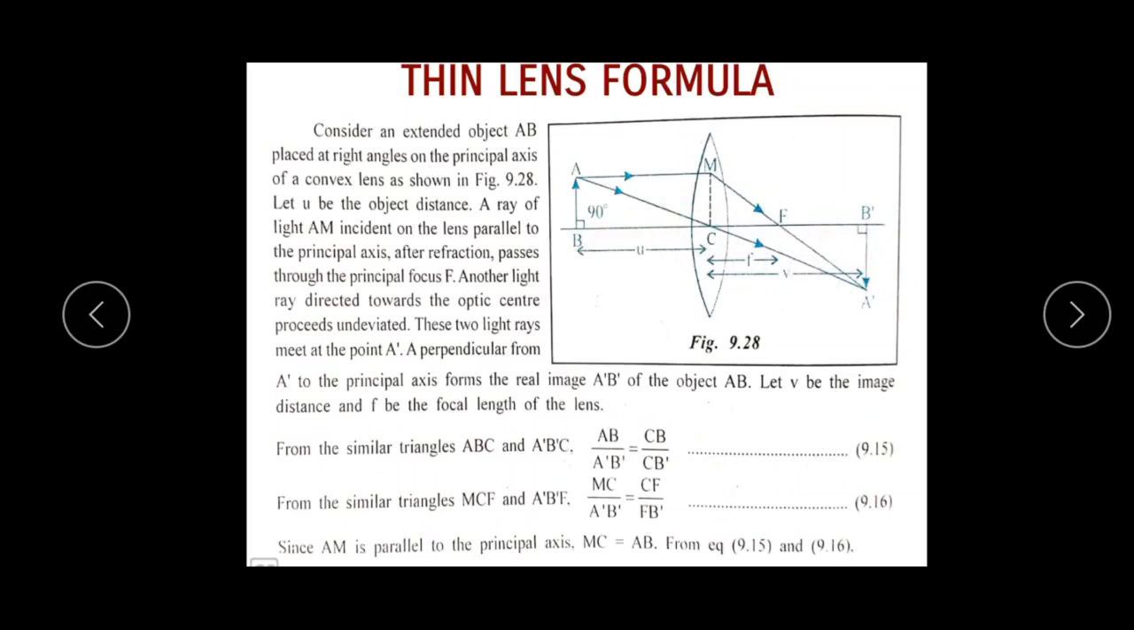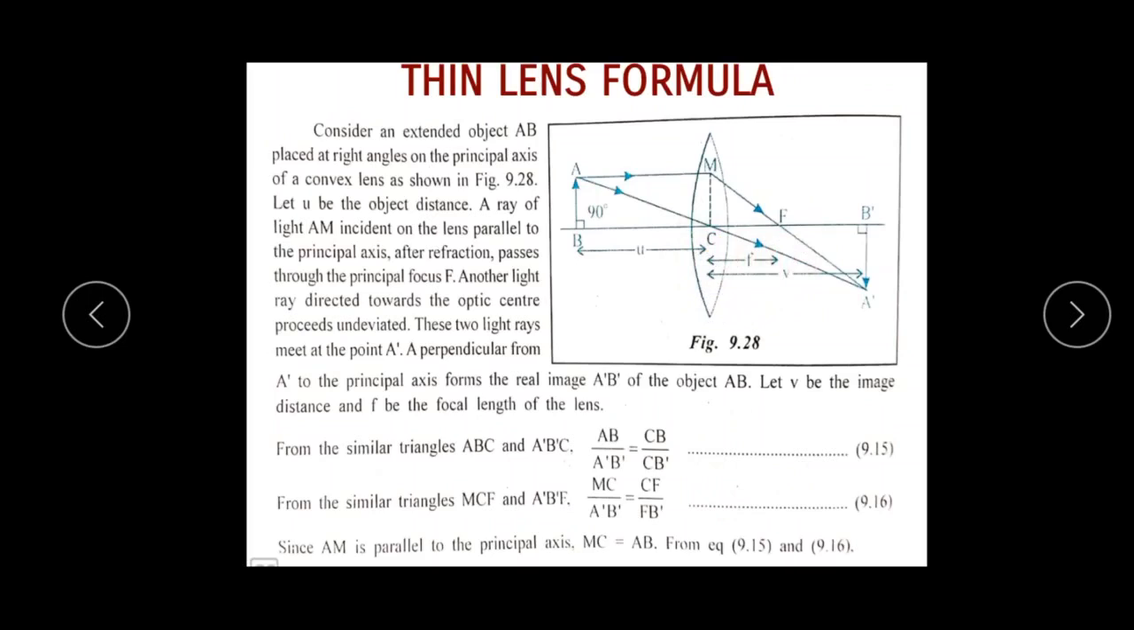The image formed in this convex lens is a real image, and this real image is also inverted. Let v be the image distance, the distance from the optical center to the image formed. This distance we can call the image distance, and the distance from the optical center to the principal focus we can call the focal length.